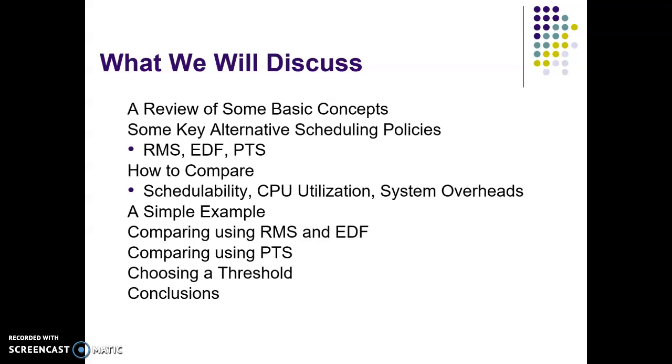And then we'll go through a simple example, comparing RMS and EDF, and then comparing using PTS. And then we'll talk about choosing a threshold and conclusions. And by the way, I assume you know RMS is rate monotonic, EDF is earliest deadline first, and PTS is preemption threshold scheduling.